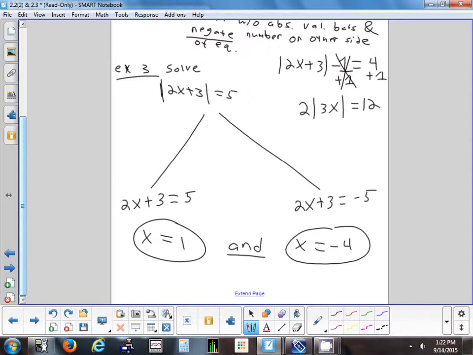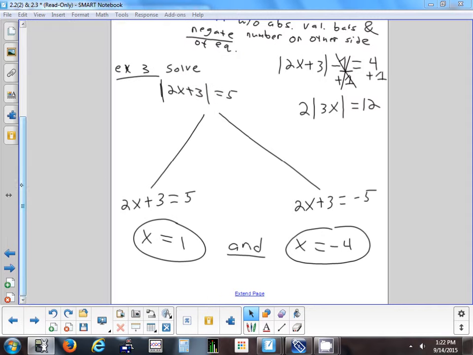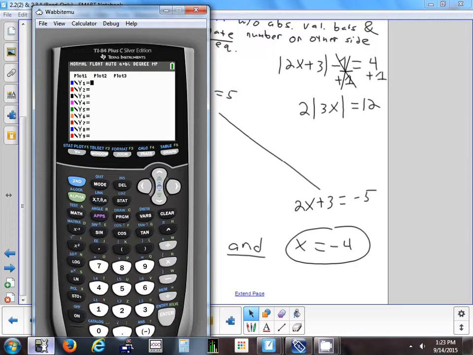Any question on absolute value? Can we graph it? Yep. So to graph it, what I need to do basically is write it so the -5 is on the other side. Get it equal to 0. So absolute value of, was it 2x, what was it? 2x plus 3. Minus the 5. And now we're going to look for where it equals 0, because that's what it would equal now.